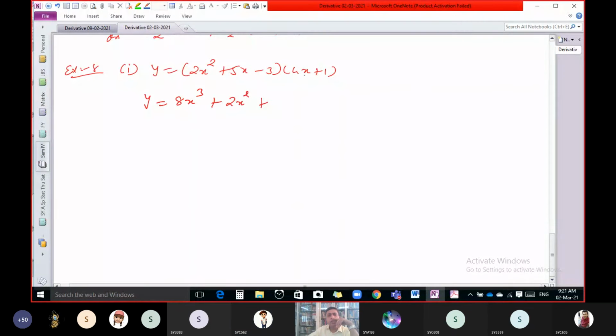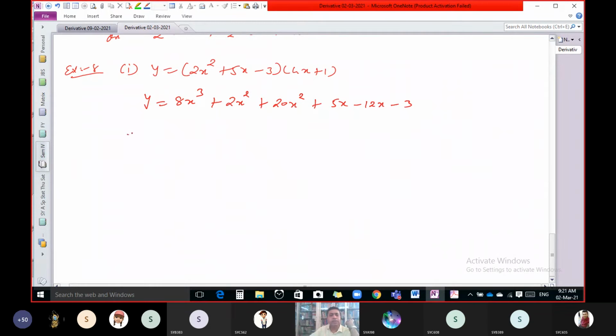Plus now multiply 5x with these two terms. Tell me the value. 20x square plus 5x. Correct. Now multiply minus 3 with these two terms. Minus 12x minus 3.